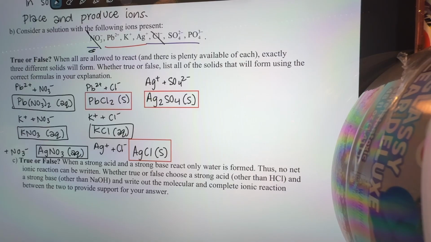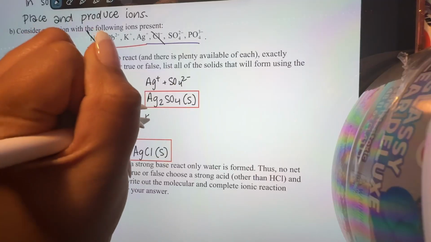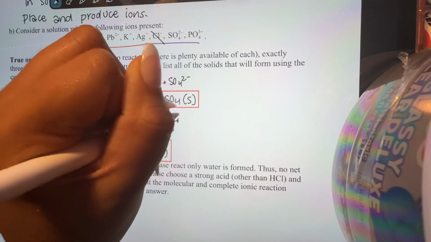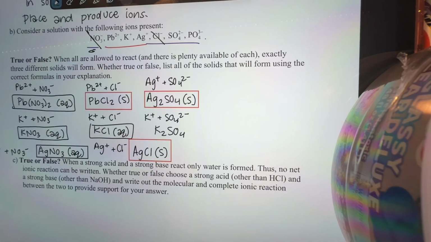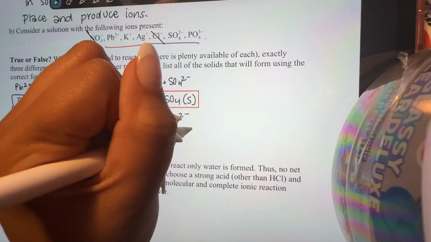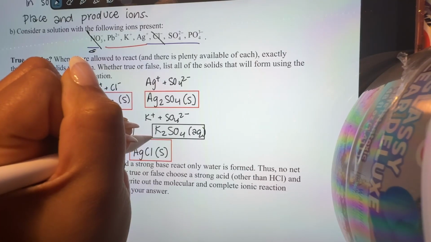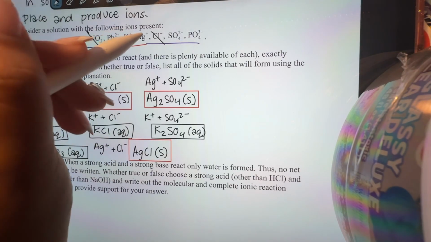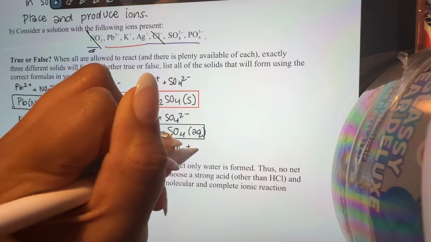Let's see what's next. Oh yeah, the K. So K plus SO4 2 minus gives you K2SO4. Now, since sulfate doesn't have K, or potassium, as an exception, this is still soluble, so I'm going to go with AQ. So then the last sulfate is going to be Ag. Ag plus SO4.